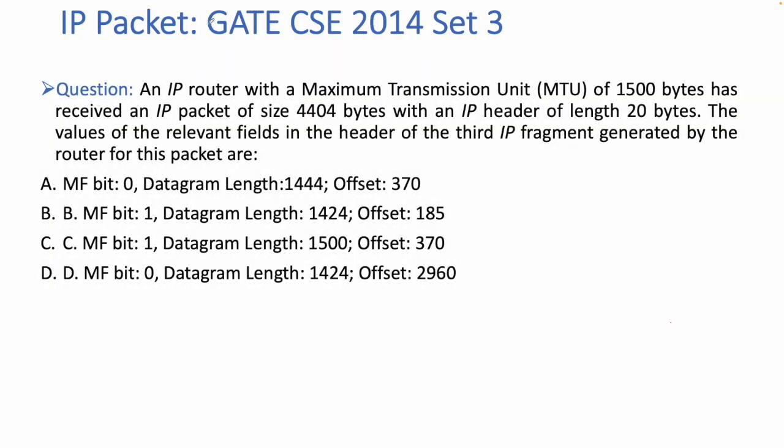So we are going to solve a question on IP packet. The maximum transmission unit of a router is 1500 bytes. The IP packet received is 4404 bytes with an IP header of 20 bytes. The values of the relevant fields in the header of the third fragment are being asked here.